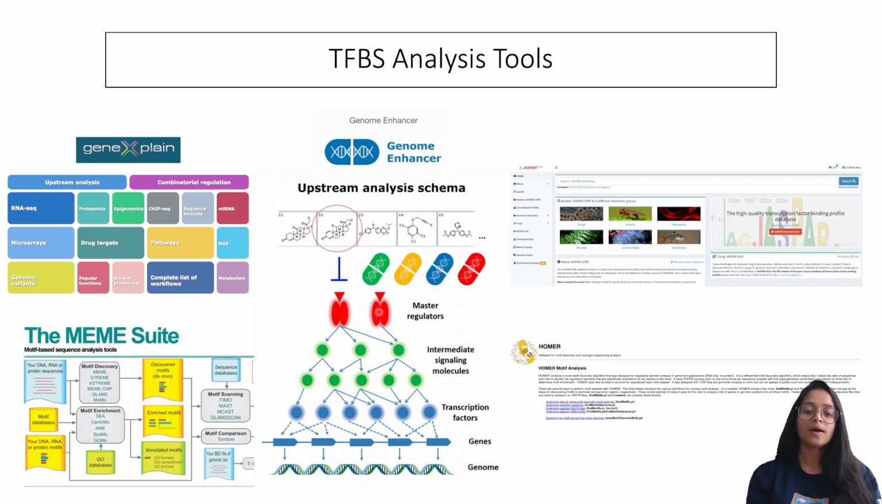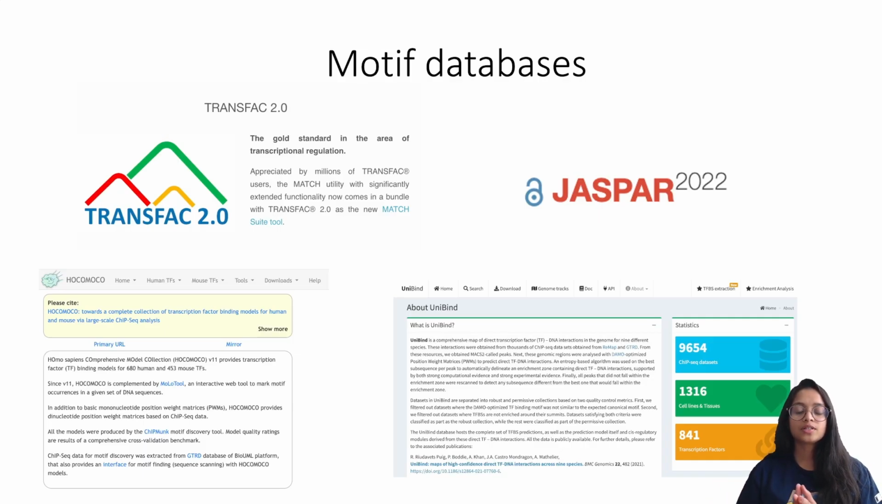So here I'm just listing out some of the very popular motif databases, which could be a valuable resource for researchers studying gene regulation and transcription factor binding. These databases contain experimentally validated motifs as well as computationally predicted binding sites, facilitating the identification and analysis of regulatory elements in various species.